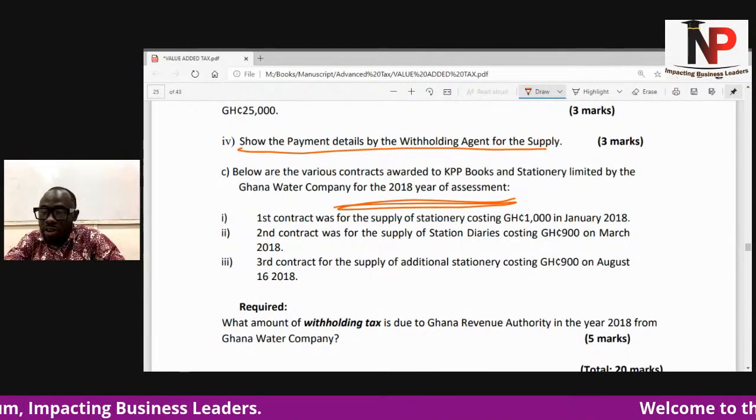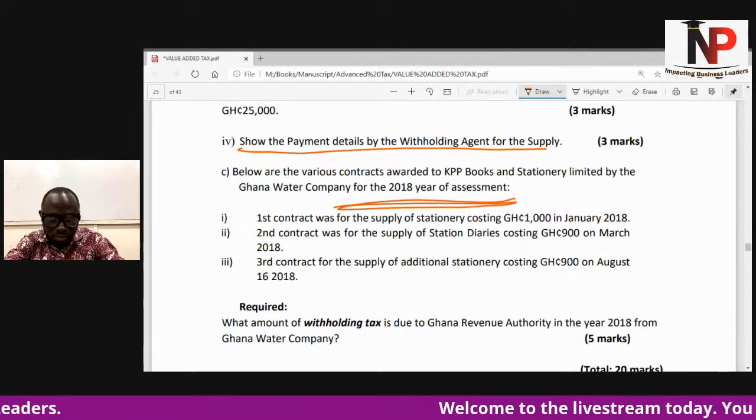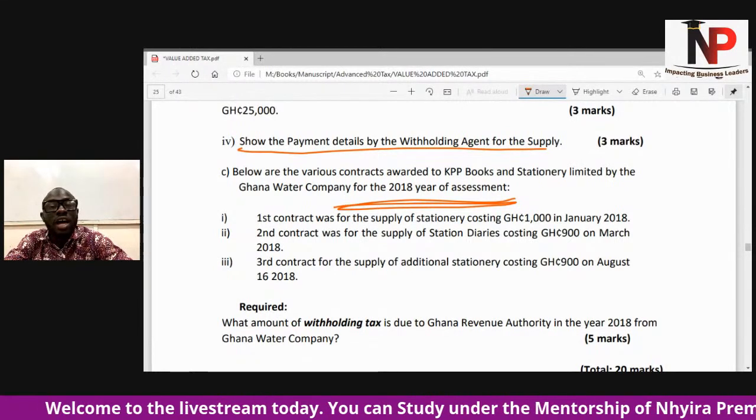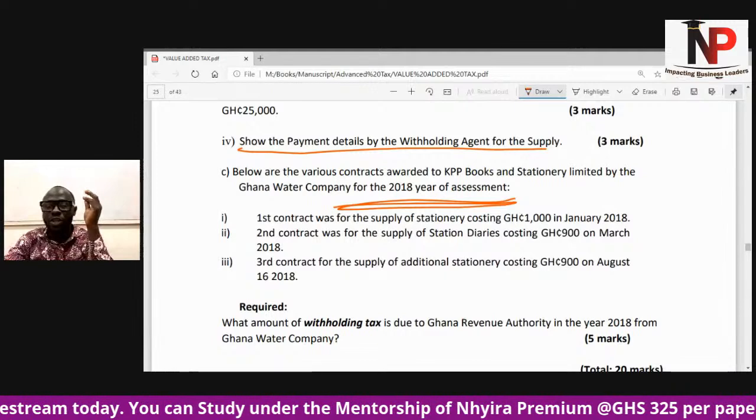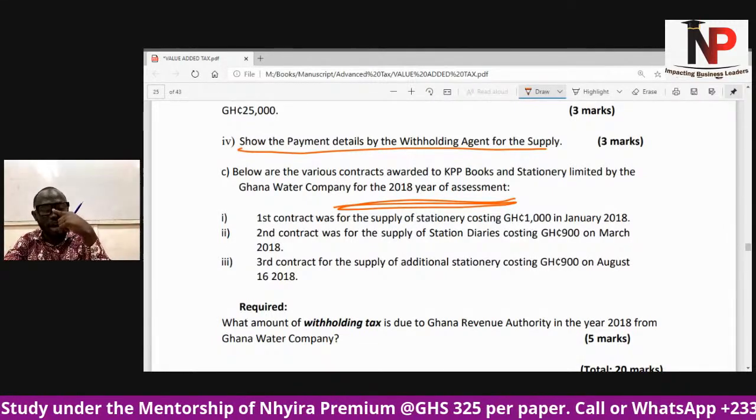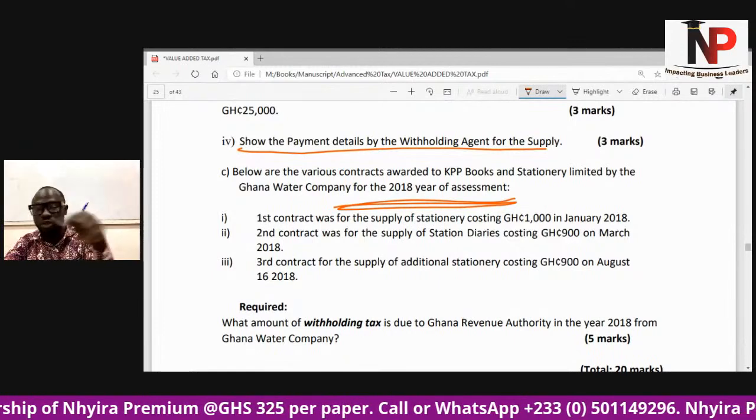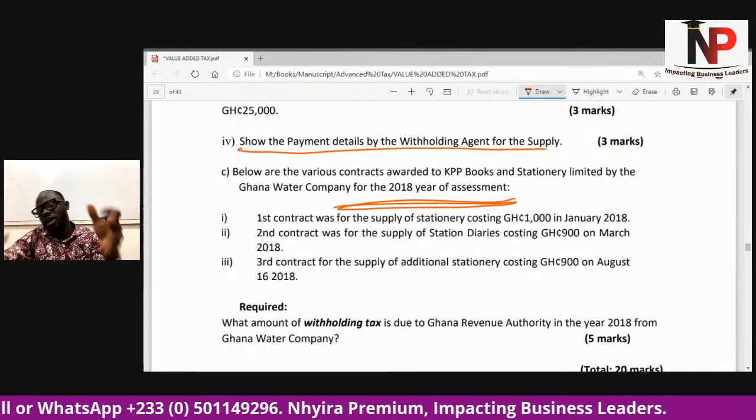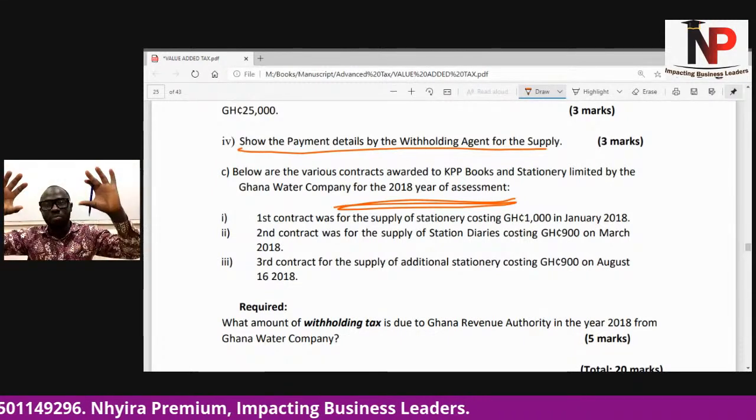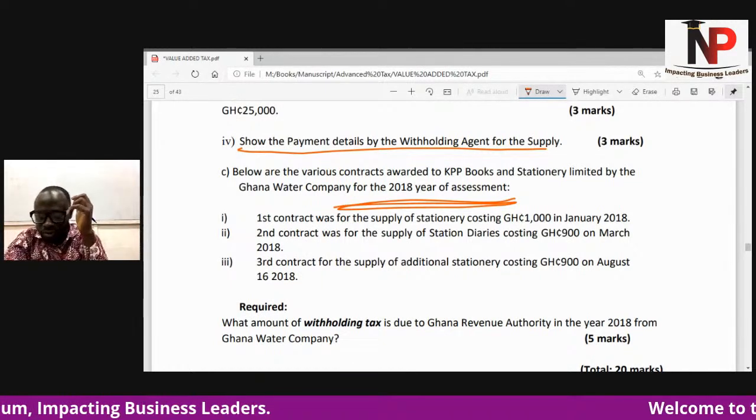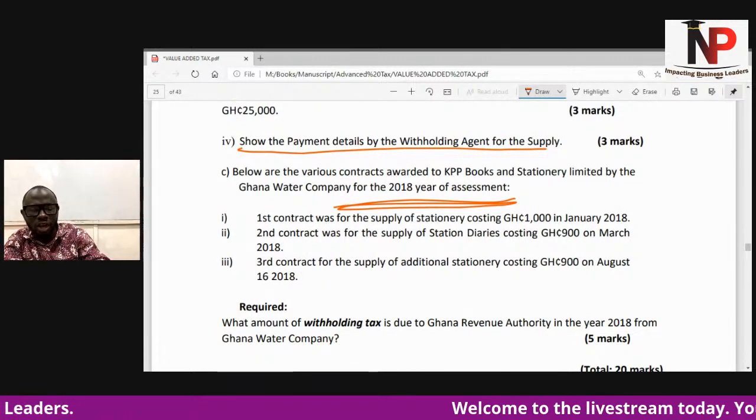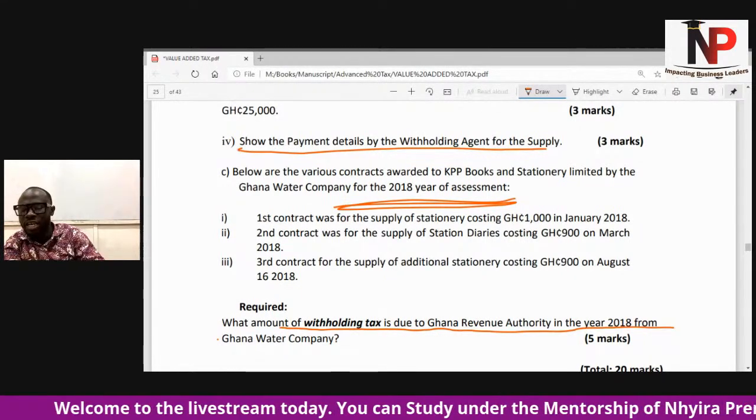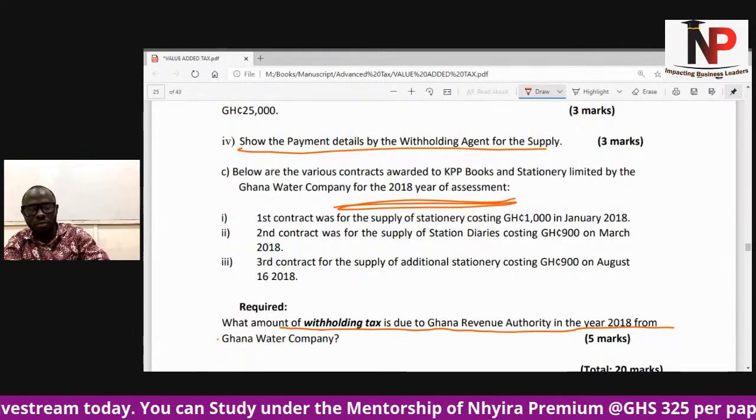So these are various contracts. First contract was for the supply of stationery costing 1,800. Now there's an exception rule about the withholding tax that you need to understand when it comes to dealing with withholding tax on services. Now this is in withholding tax exclusively, but I included it in the slide, and because it's a build up to this question, I just brought it up. So the requirement here is, what amount of withholding tax is due to the Ghana Revenue Authority in the year 2018 from the Ghana Water Company?